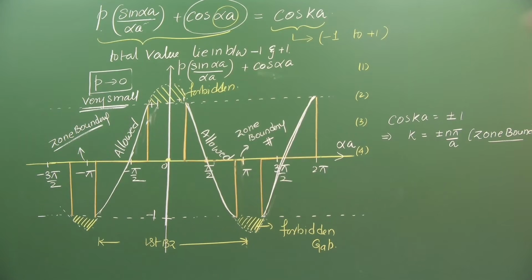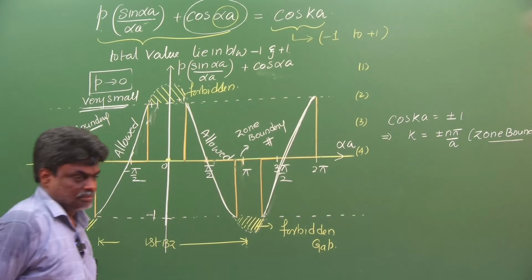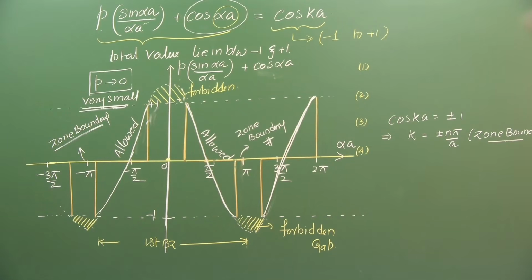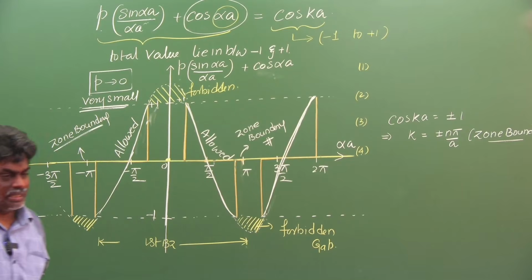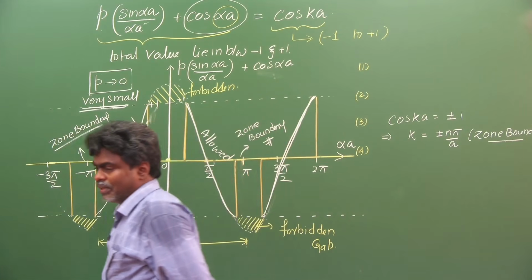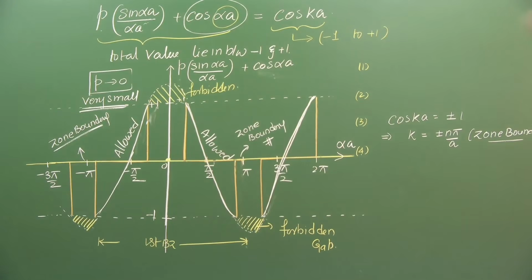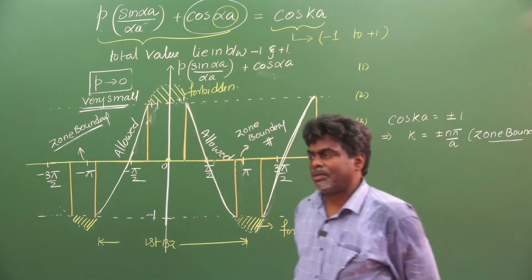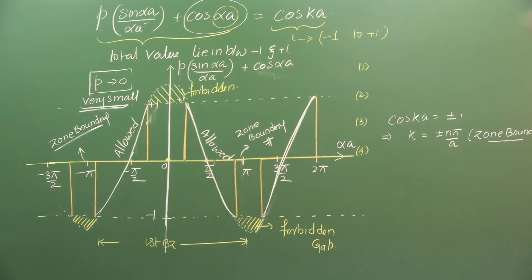Next point. As the P value increases, the area of the potential well increases, and the electron is treated as a bound particle. That's enough.